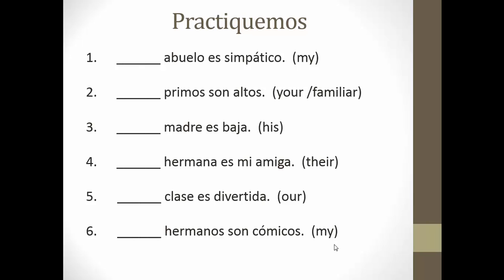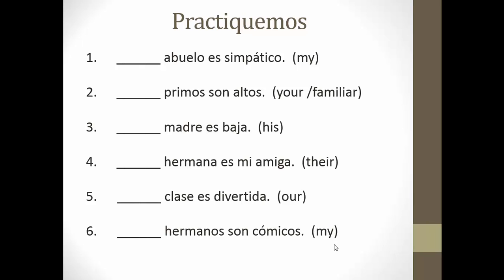Practiquemos, let's practice, okay? So, número uno, it wants you to say, my grandfather is nice. Okay, so let's think about it. We have 2 choices, mi or mis. Well, the word abuelo is singular, therefore the possessive adjective should be as well. So the correct answer is mi, M-I. Mi abuelo es simpático.